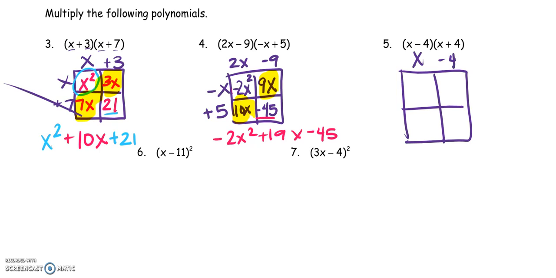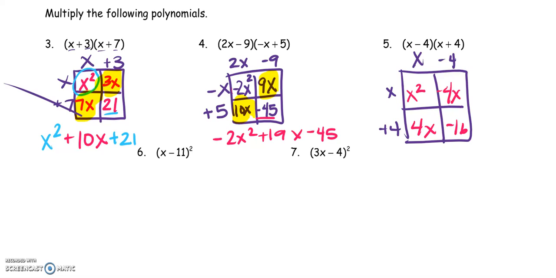x minus 4, x plus 4. If we multiply x times x, you get x squared. x times negative 4 is negative 4x. x times positive 4 is positive 4x. And 4 times negative 4 is negative 16.